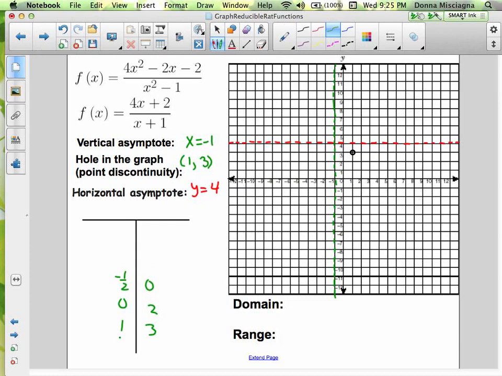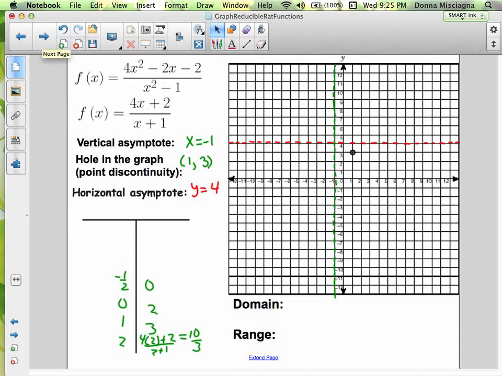All right, so maybe we'll plug in 2. If we were to plug in 2, we would have 4 times 2 plus 2 divided by 2 plus 1. That's going to give us 10/3. So we may as well have one other point beyond that hole. And next to the 1, 3, we write in hole, because we want to make sure that you do not go through that hole.